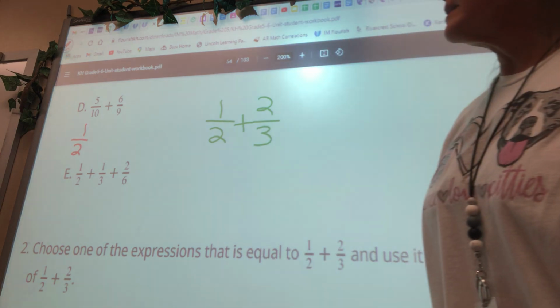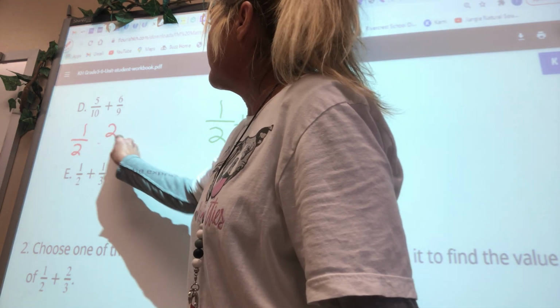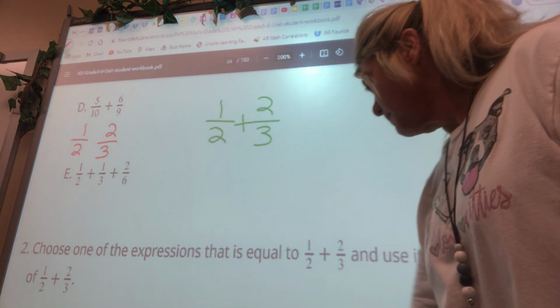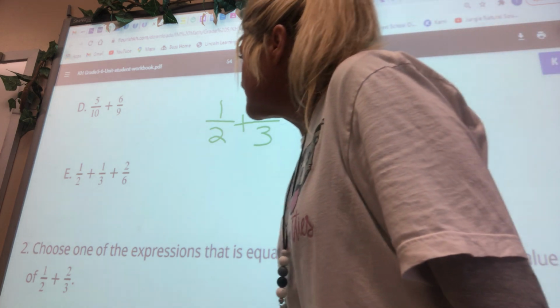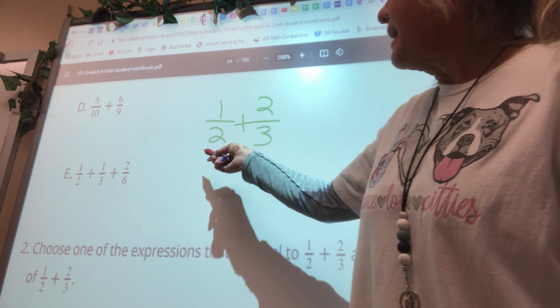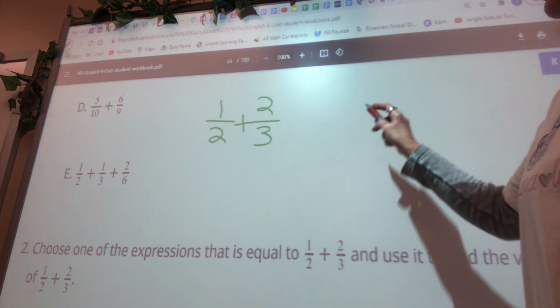What is 6/9 when it's simplified? Okay, so is this one equivalent? Yes. Okay, we can already see the 1/2. That's there, definitely there. Now let's look at these 2 things.